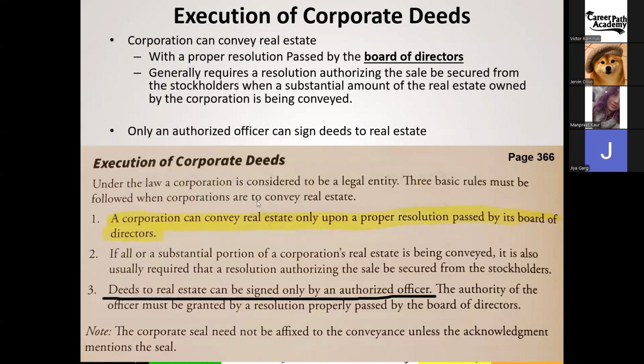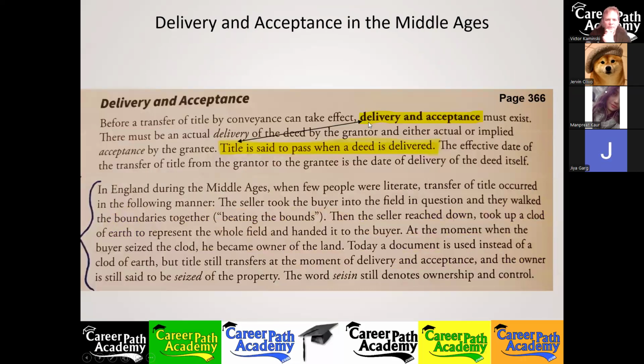Right. So a corporation can convey real estate only upon a proper resolution passed by its board of directors. Right? Did we leave off here? What happened there? Oh, we were on a different slide. Okay. All right. So this is where we left off.